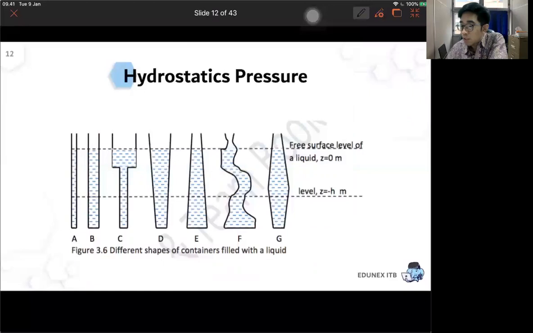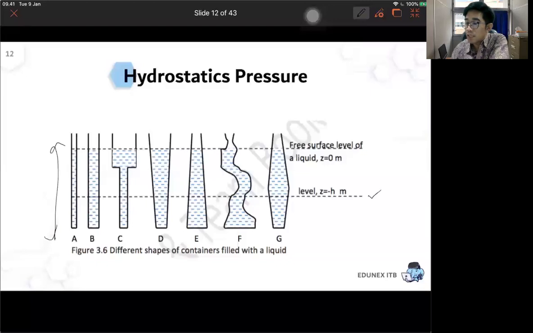So it will not depend on the shape. If you have this one, the level is the same, or this one, the level is the same. This is all filled with the same fluid, the same water, and you have different types of container. You fill the container until each container has the same surface level.